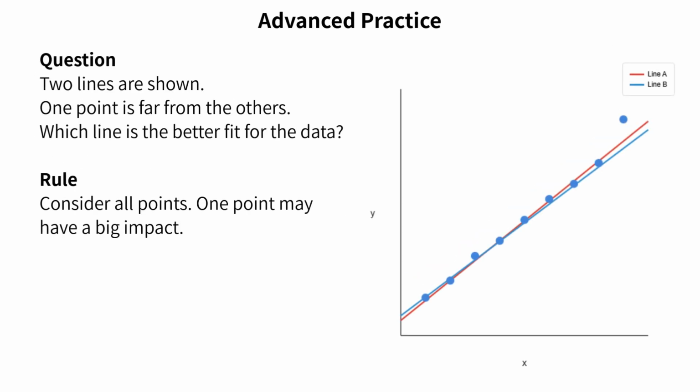Two lines are shown, and most of the points follow a clear linear pattern. But there is one point that stands noticeably apart. One line moves closer to that distant point. The other stays closer to the main cluster of data. Which line fits the data better? Don't focus on just one point. Don't focus on just one area. Look at all the points together, and think about which line best represents the overall pattern.